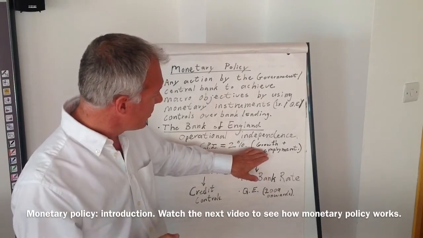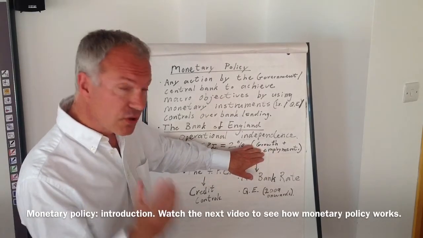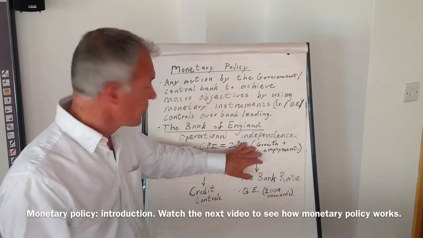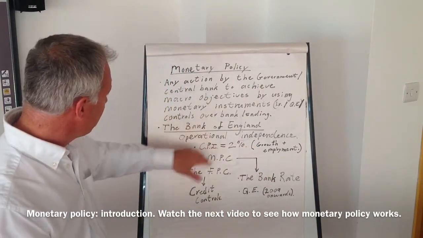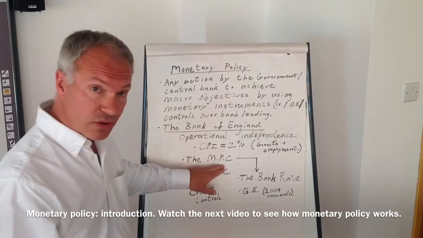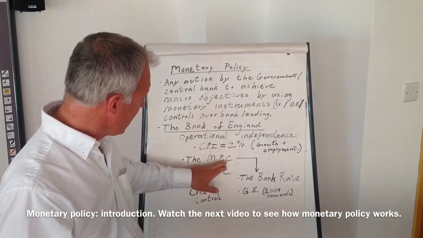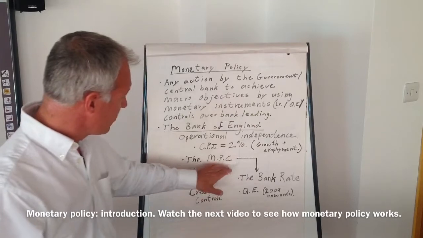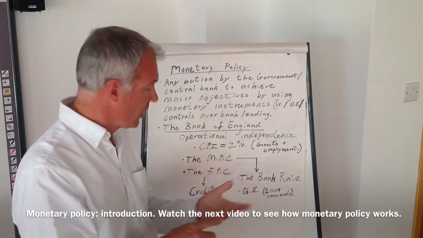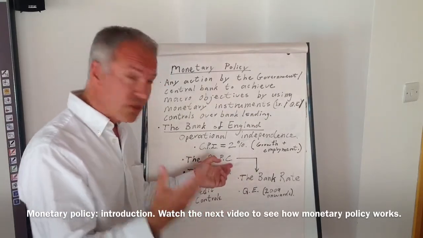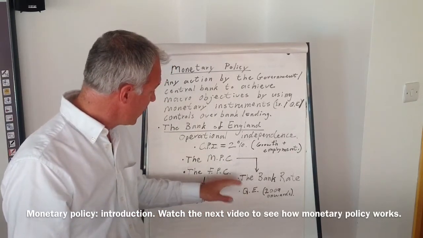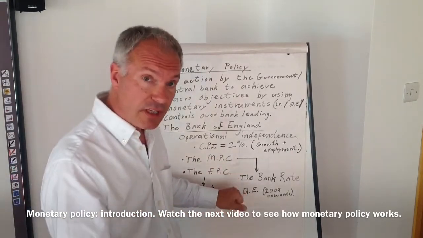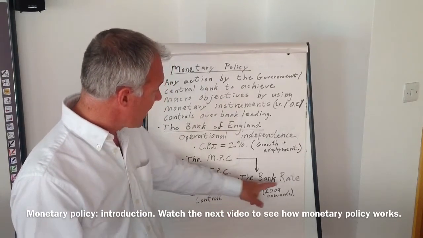Also, the Bank of England should pursue other objectives of the government, such as growth and employment. Now, the Bank of England consists really of the Monetary Policy Committee, which is the key committee, and this sets the bank rate. It's made up of a small group of economists, many of whom are inside the bank, but there are external economists that are appointed as well. And the MPC meets monthly to set the bank rate.